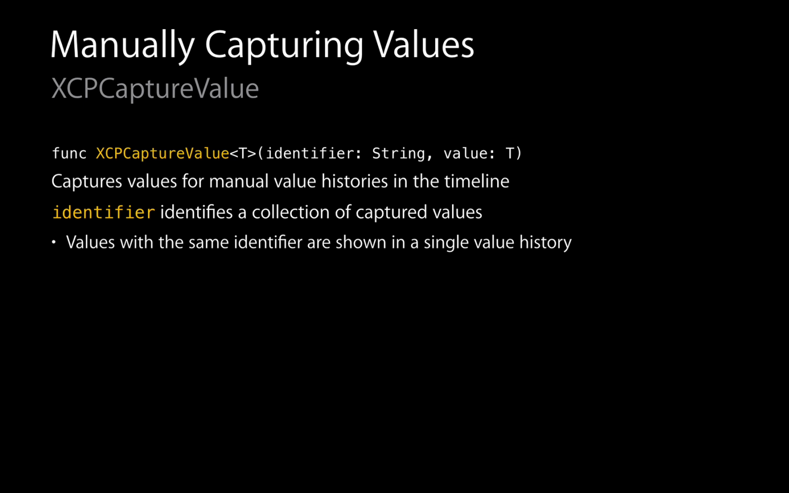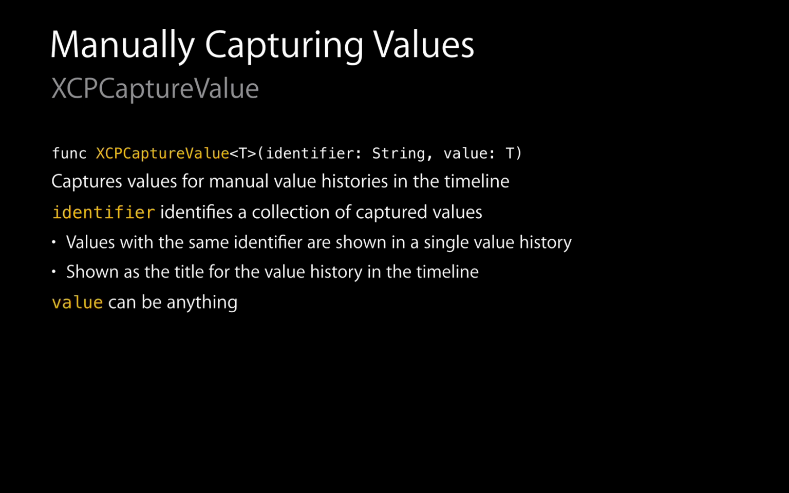Conversely, and what we want here, if you have one line that calls XCPCaptureValue, but it's called multiple times with different identifiers, that one line can generate multiple different timeline items, or graphs in our case. That identifier is also shown as the name of the timeline item, so you can easily see what data is what. The value you pass can be anything, because it's a generic, but it helps if it's a type of value that we know how to quick look appropriately. So let's go back and give this a shot.